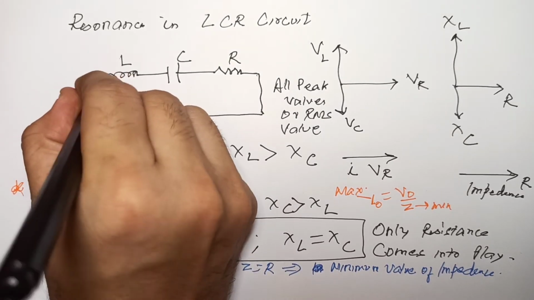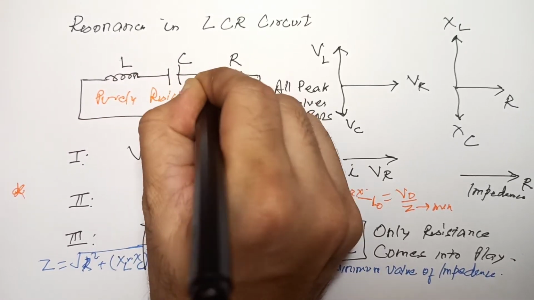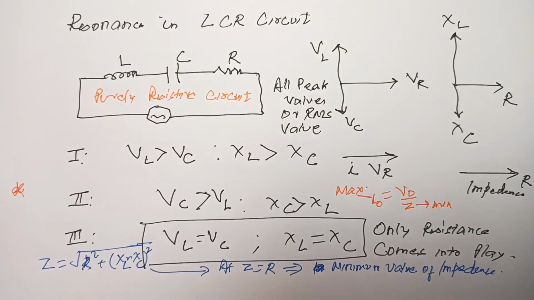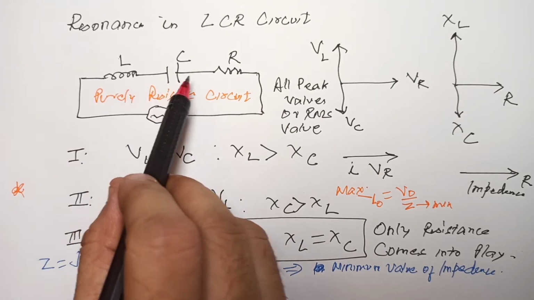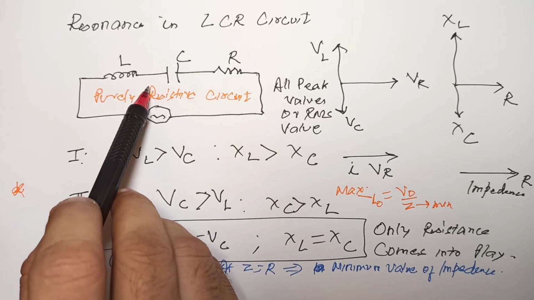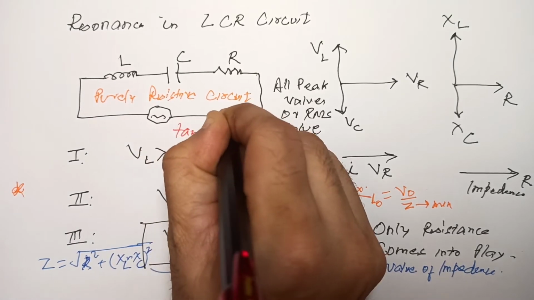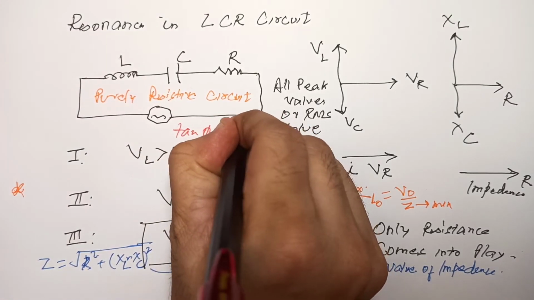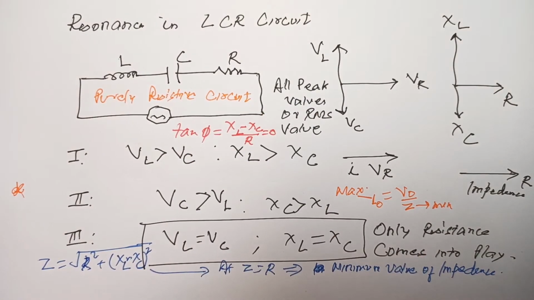So I can say purely resistive circuit. And at this point the phase difference, of course in the purely resistive circuit, what is the phase difference? It is zero, because tan phi is equal to XL minus XC by R. So this becomes zero, so phase difference becomes zero. Okay, so this is about the resistive circuit.